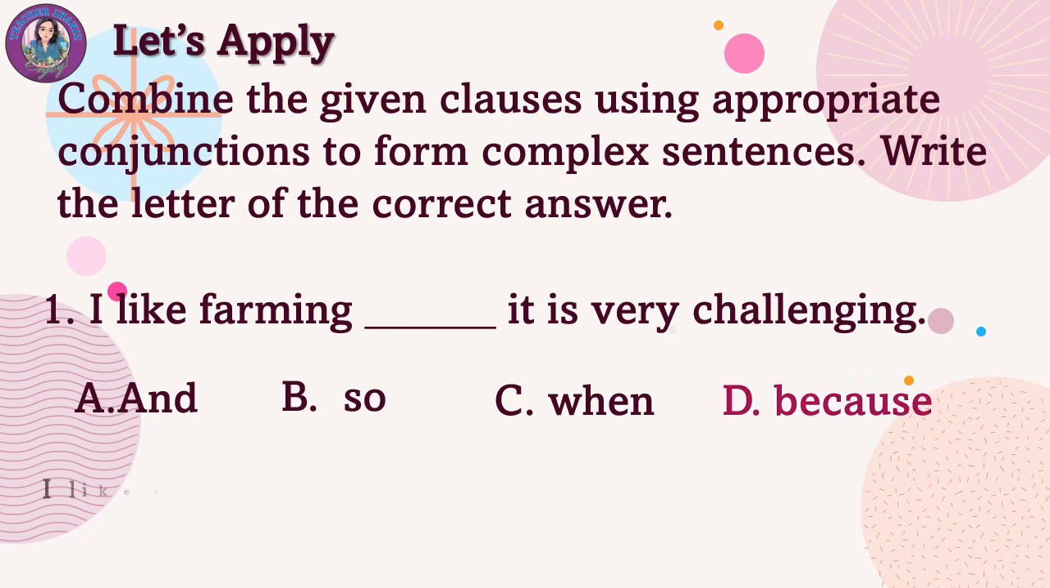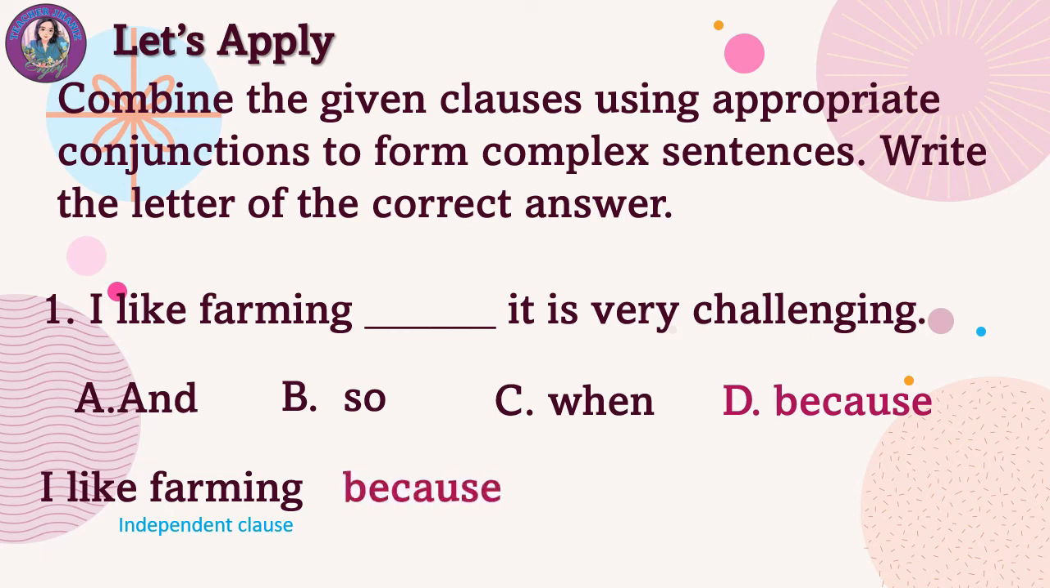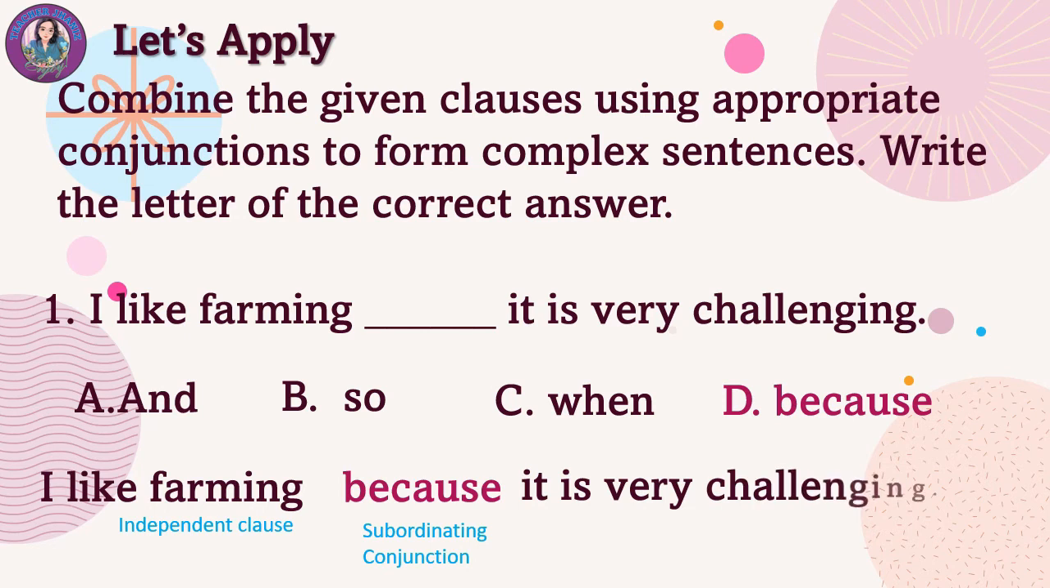Letter D. Now we have I like farming as an independent clause, because as a subordinating conjunction, it is very challenging. Because it is very challenging is what we call the subordinate clause or dependent clause.